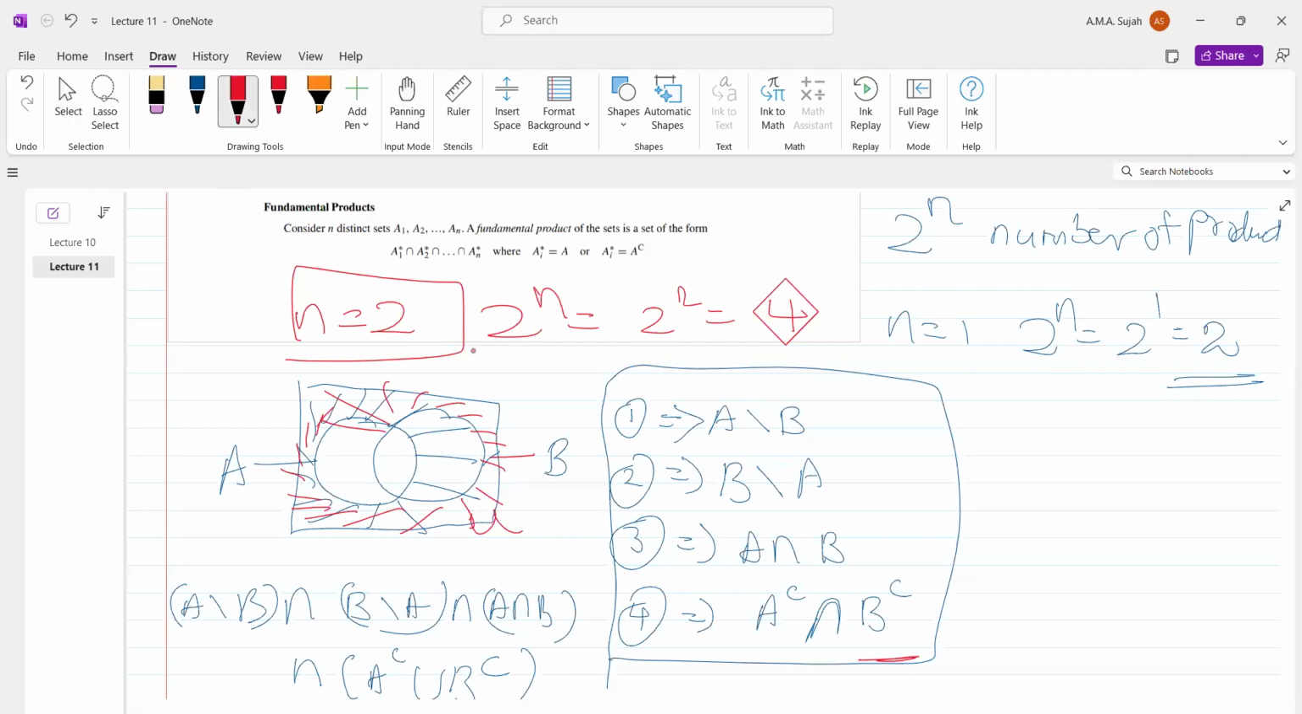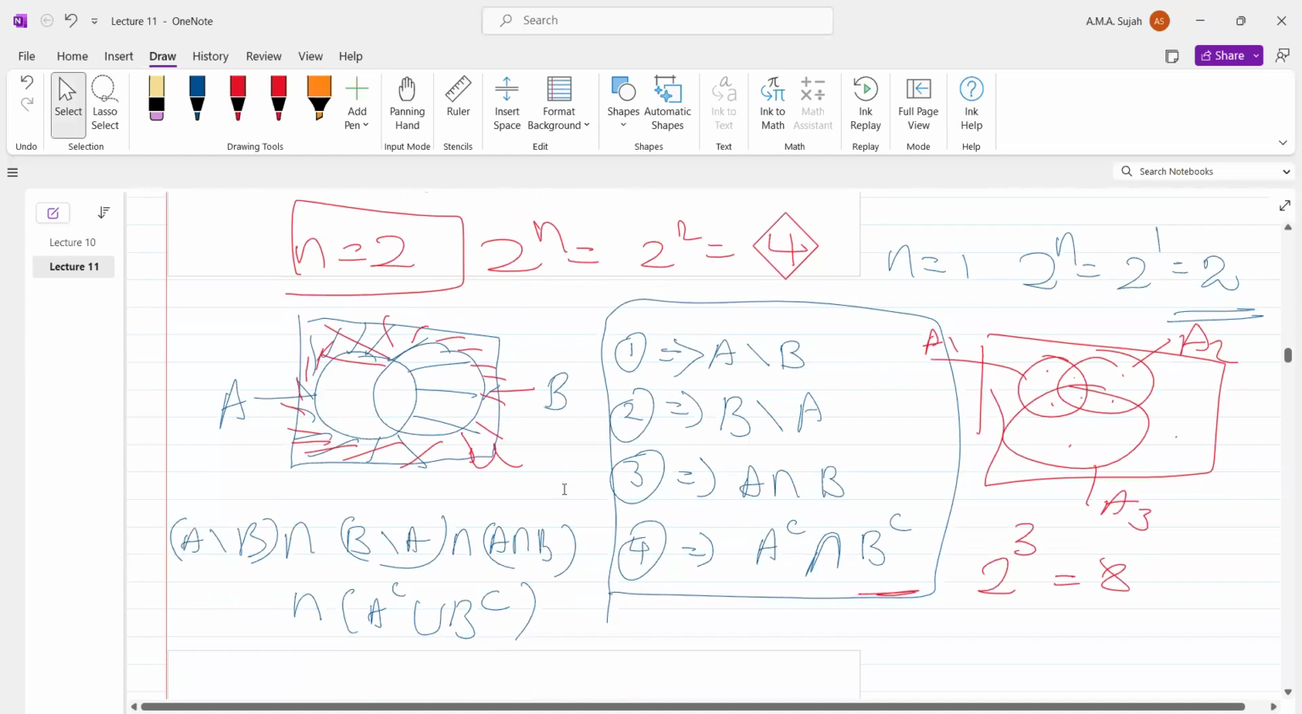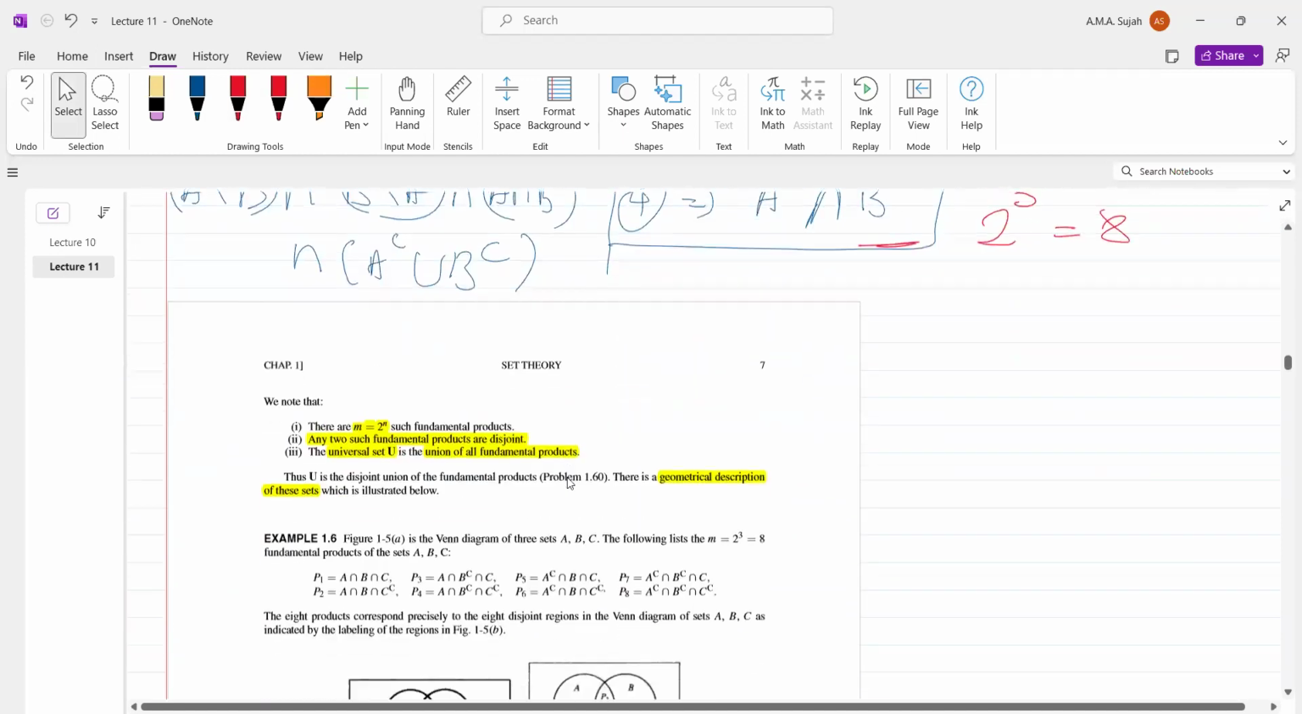Let's say we can call these products, right? If you have three sets, let's say A1, A2, and A3, can you write how many portions you have? 2 to the power 3, then 8 portions, right? 1, 2, 3, 4, 5, 6, 7, outside 8. Can you write all the 8 portions in set notations? Similarly, how can you write these 8? Can you try that one?